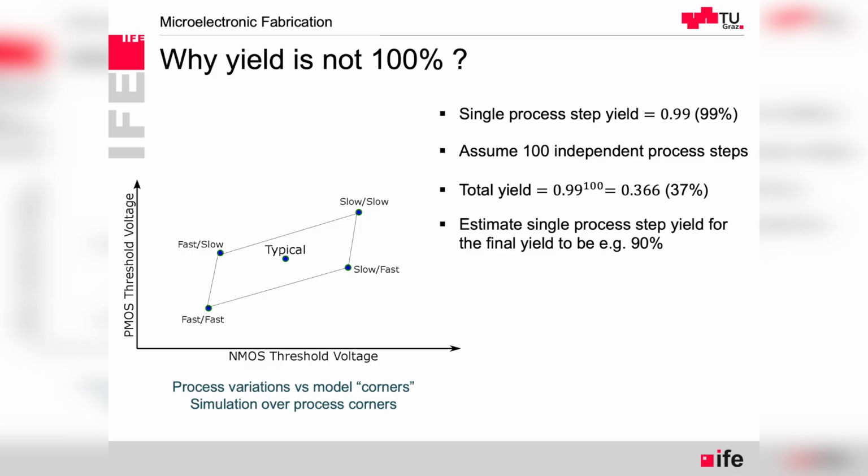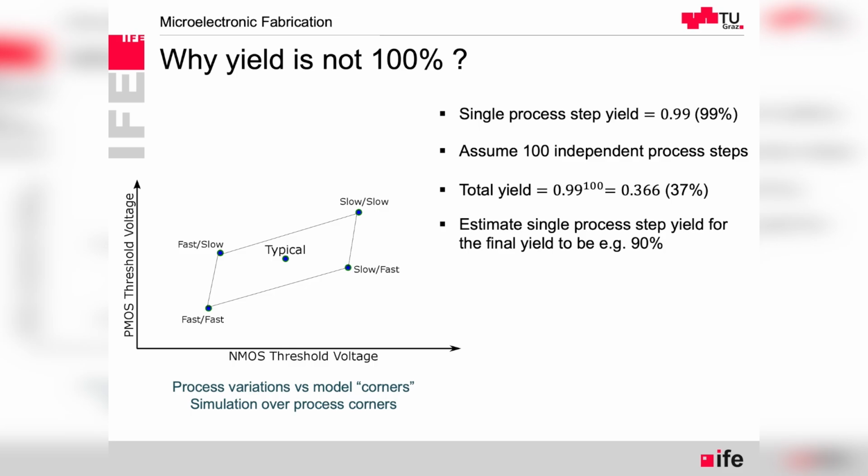So in a modern circuit, we are talking about approximately order of magnitude hundreds of process steps. Each of them is independent. And the total yield, if each process step is 0.99, 99%, within the range. And if it goes beyond this 99%, then we have certain failure.